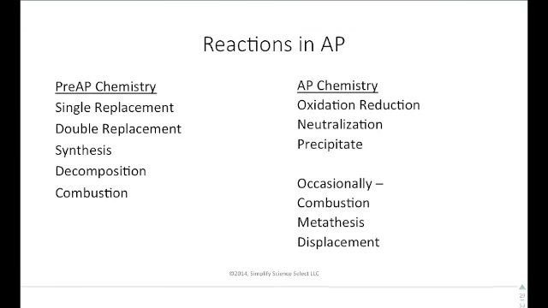Now, we did foreshadow on this a little bit. In pre-AP, you talked about single replacement, double replacement, synthesis, decomposition, and combustion. Really, we're going to stick to the idea of oxidation reduction, which is redox, a neutralization reaction, and a precipitate. Sometimes we will call something combustion, just as a way to get it out there, but we're going to stick mostly with the top three. Sometimes you will see something called a metathesis reaction. That's an example of a double replacement reaction. And sometimes you'll see displacement, which is a single replacement reaction.